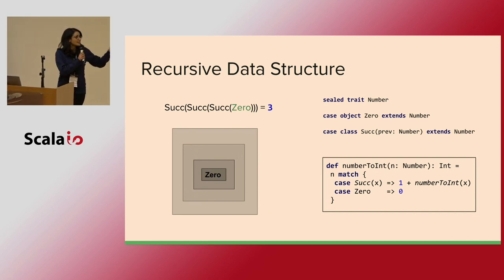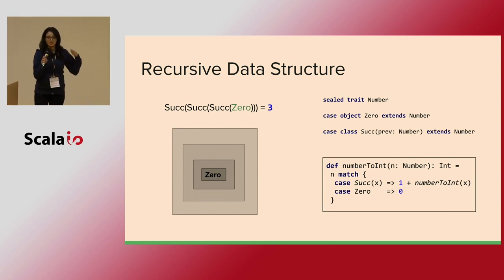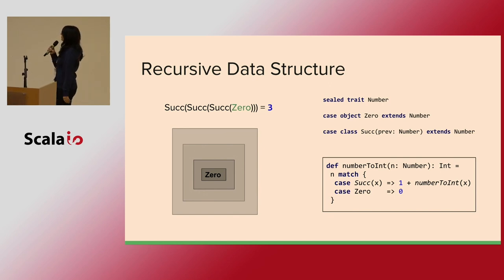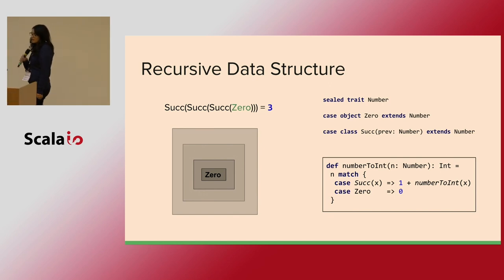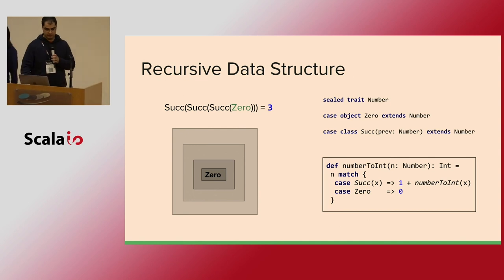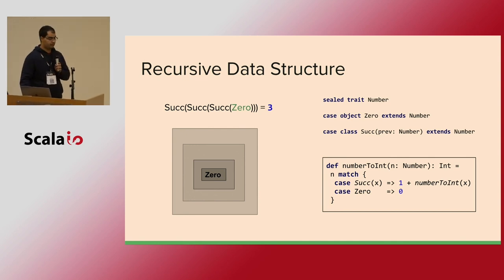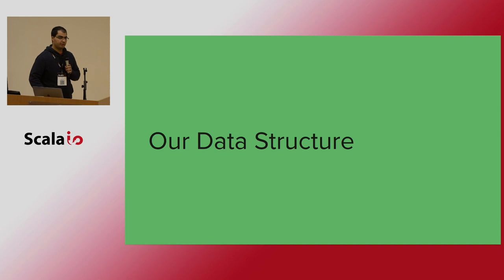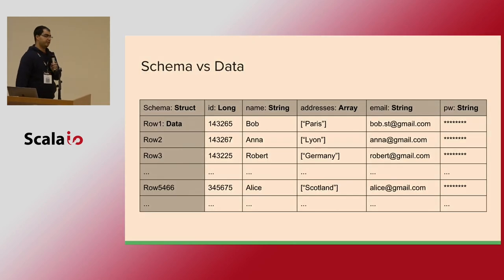So now we understand what a recursive data structure actually is and how we work with it. And now let's reveal our data structure. So now that we understand what a recursive data structure is, let's present our data structure. We want to be able to represent any kind of data.